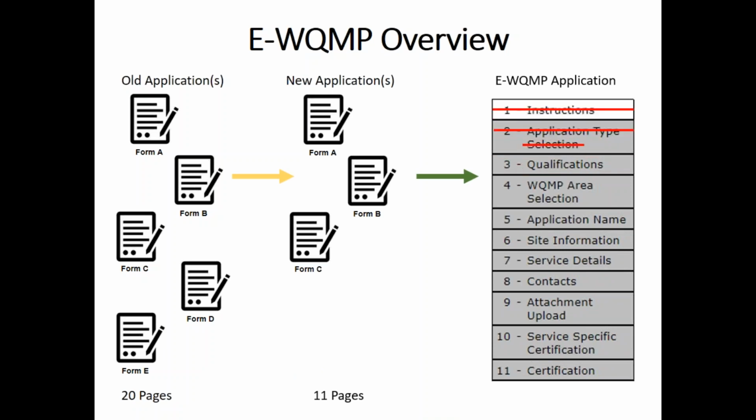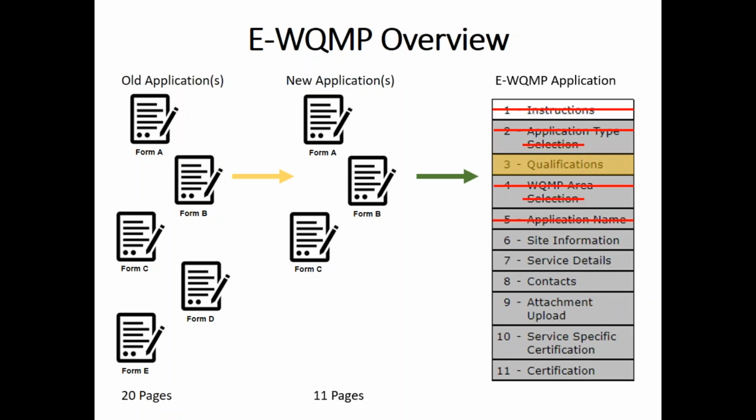The first section is instructions, which just gives you basic instructions, so you can kind of skip that. It's not important. The second section is the application type selection, where you choose which type of application you are submitting. Section 3 is qualifications. Here you're going to answer questions to make sure whatever you selected is actually correct. For site-specific, this is where we'll tell the difference between a small site-specific and a large site-specific.